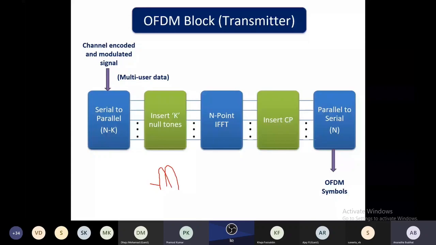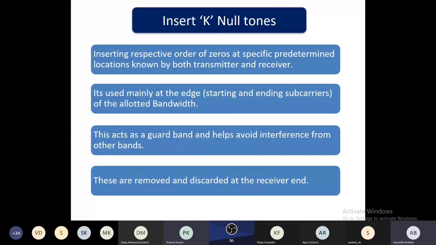And then we do an N-point IFFT and insert the cyclic prefix, then parallel to series, and then we transmit through the USRP. Next is inserting null tones. As I told, we'll be inserting them at the edge, starting at the end, to avoid interference, as I told before. And this will be removed at the receiver side. I'll be going through all this in a further slide.